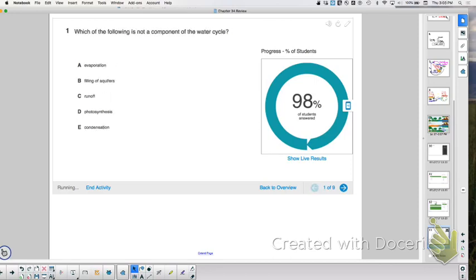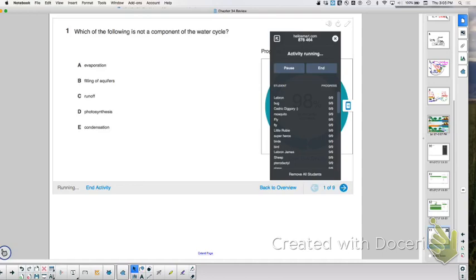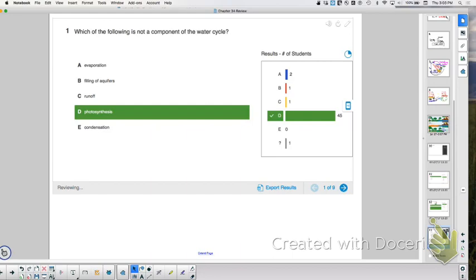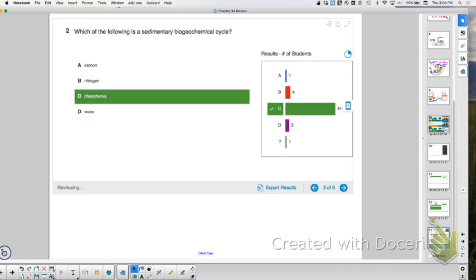All right, let's check your answers. Guys, listen to me. Allow everybody to hear as I go through each one of the answers, okay? So first one, which of the following is not a component? Photosynthesis. What is that a part of? Carbon cycle, okay? Number 2, which of the following is a sedimentary biogeochemical cycle? Phosphorus. The reservoir for phosphorus is what? The ground. The rocks. How do we get it out of it? Weathering. Good. You guys, I'm asking you additional questions in order to prepare you.